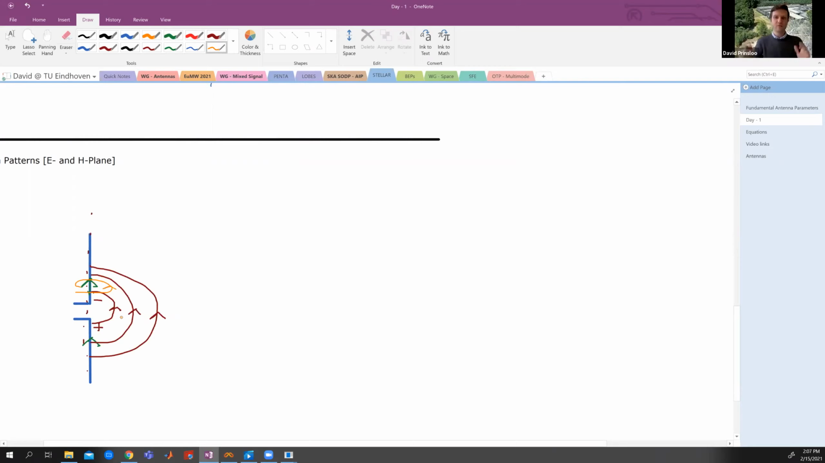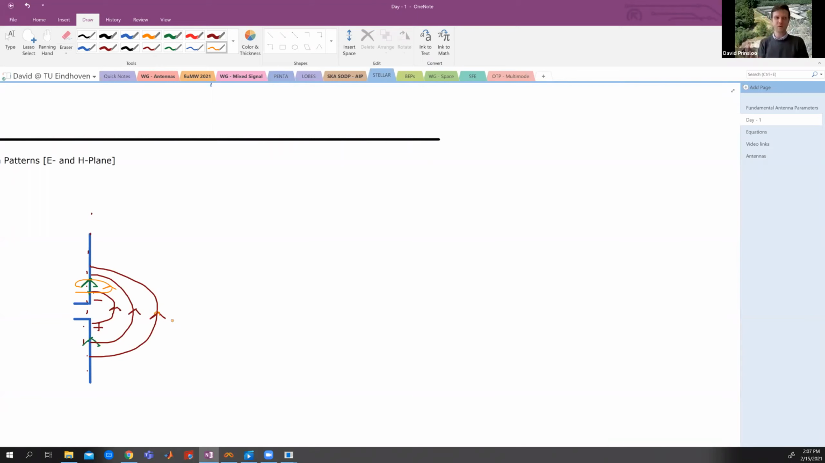So simply stated, when we talk about the E plane, we talk about the plane that contains the electric field as well as the point of maximum radiation. And this is our E plane cut. So it is the plane that contains the electric field vector.